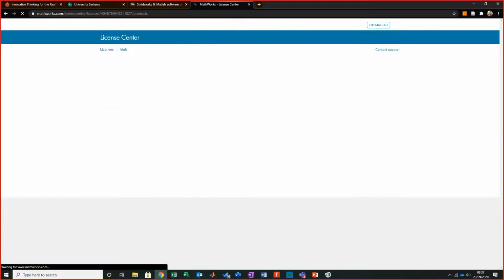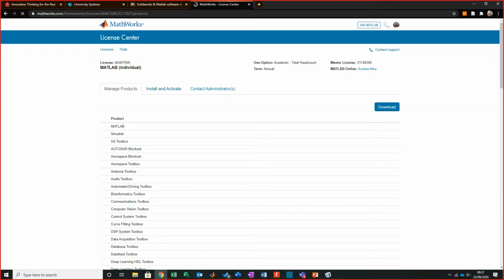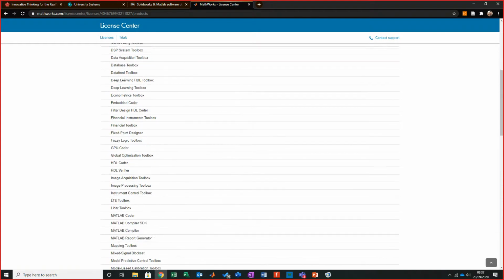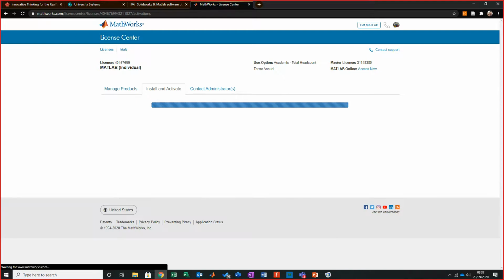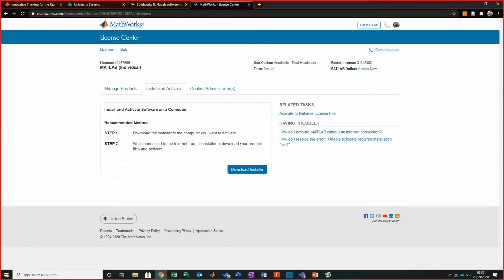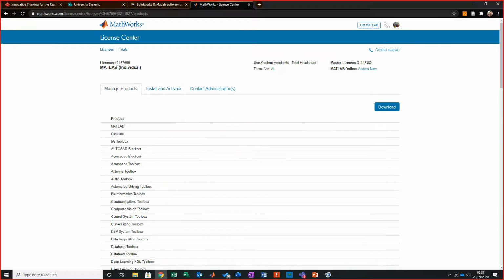Now I've already installed this on my system, so it's looking at me like, yeah, but you've already got it. What are you doing? I do already have it, so I can go to my download installer, and what you're wanting to make sure is that you have Sim Multibody and Simulink all on there. Under my products that I've got installed, I've installed everything.